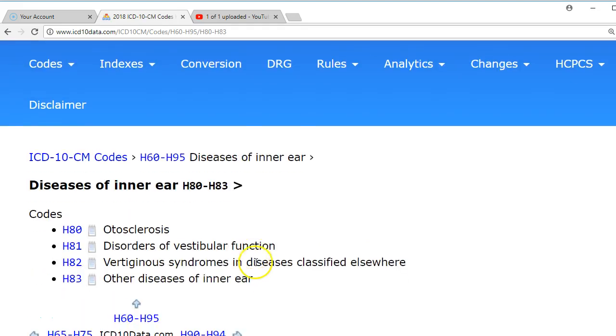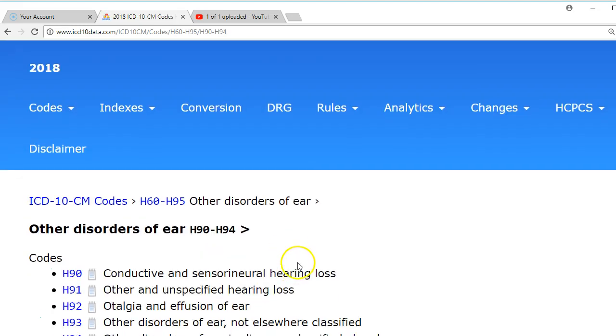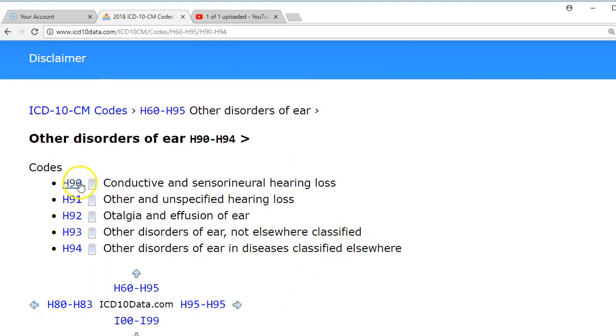As we keep going a little bit further, this is where we start seeing otosclerosis. So we start seeing a hardening of the ear. So again, that usually leads to hearing impairment. And then we actually have the different types of hearing losses.